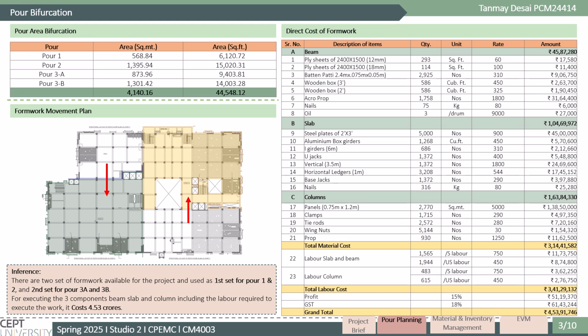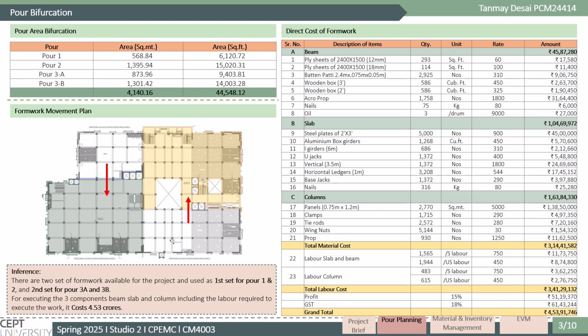For pour planning, the pour bifurcation and the direct cost estimation for formwork in the project are finalized. The pour area has been divided into four zones: pour 1, pour 2, pour 3A, and pour 3B, with a total area of approximately 4,140 square meter. The formwork movement plan shows two sets of formwork systems are optimized, in which one set is used for pour 1 and 2 while the second set is used for pour 3A and 3B, ensuring efficient reuse and cost control. The direct cost of formwork comes from three components: beam, slab, and column formwork.